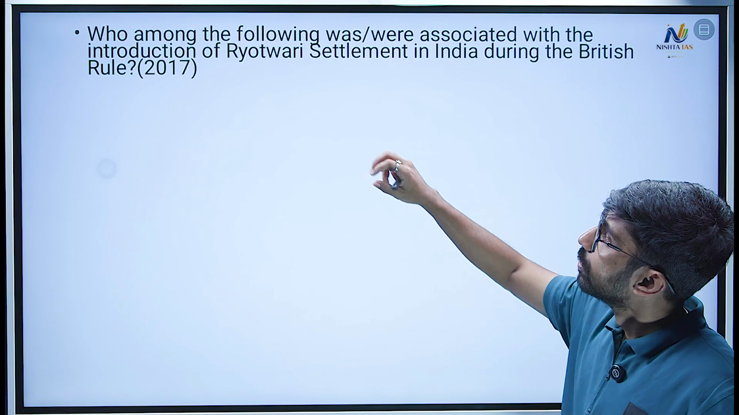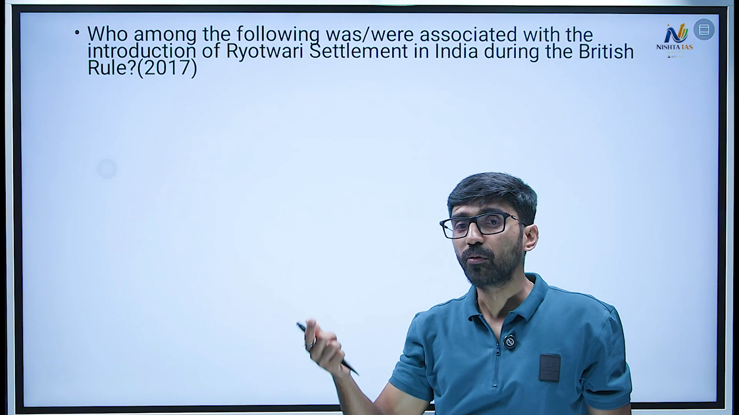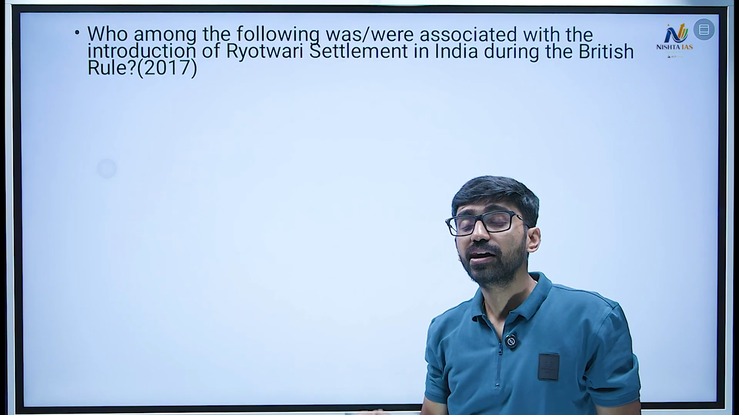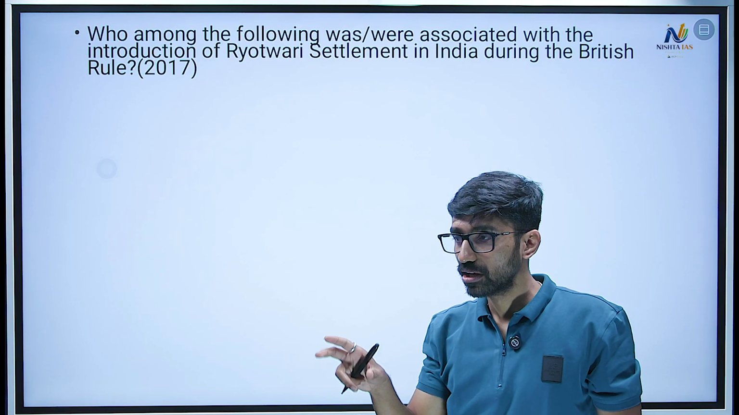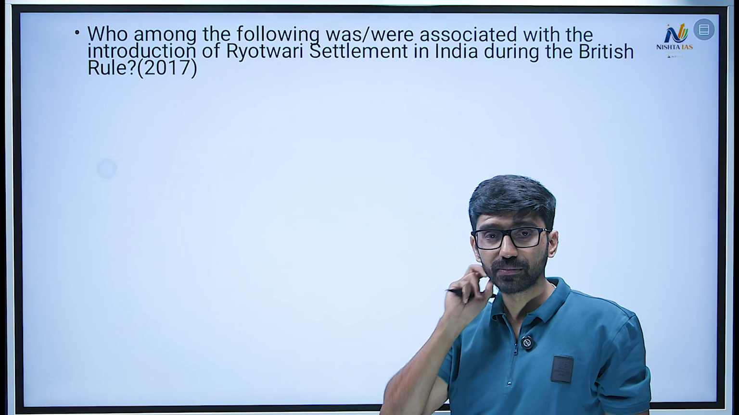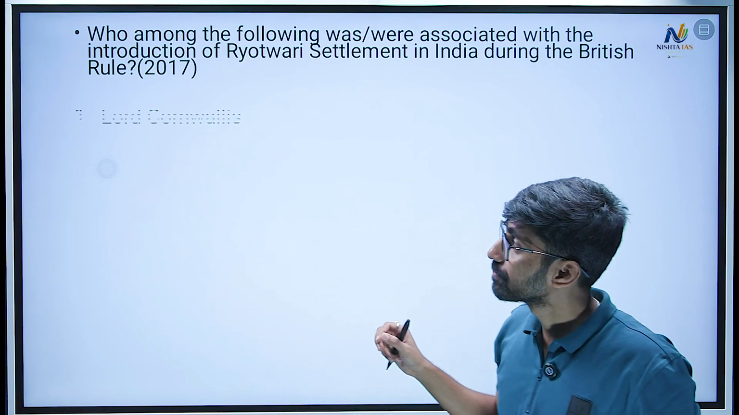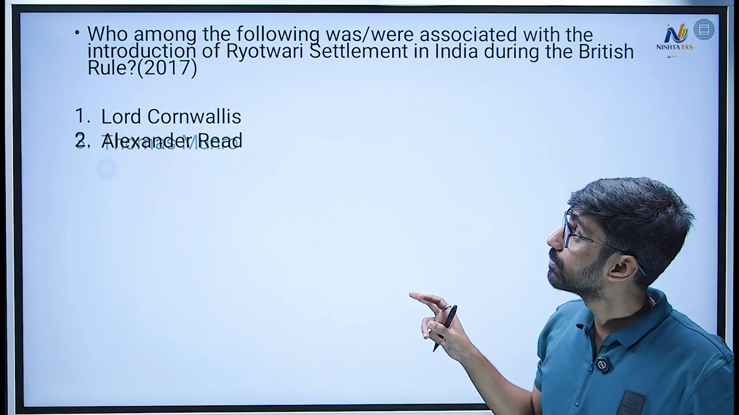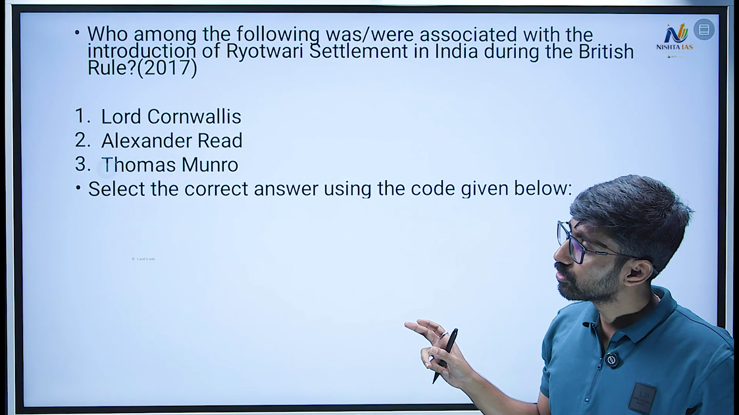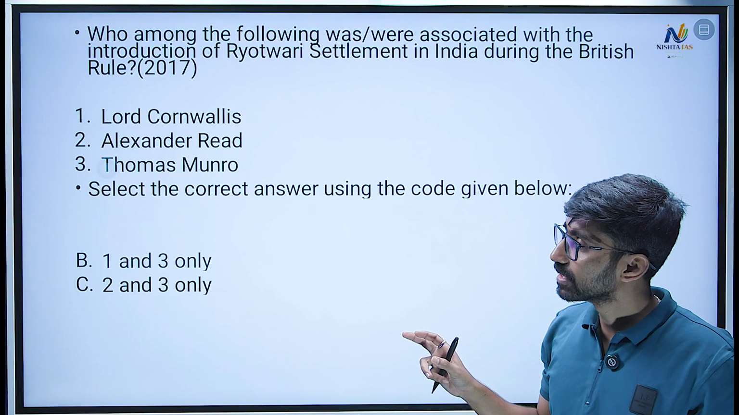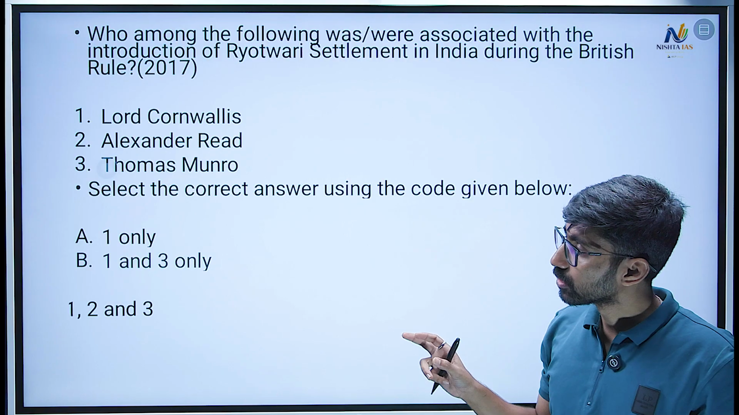Now, who among the following were associated with the introduction of Ryotwari? It's in 2017. Look at it again. This is one more repetition of the Ryotwari theme. One more question was asked in the 2024 prelims, but that question has been removed by UPSC because of vague statements. So three times this question has been repeated, which is the reason we are learning this. The 2017 question: Cornwallis, Alexander Read, or Thomas Munro, select the correct answer. Cornwallis is associated with the Zamindari settlement and not with the Ryotwari settlement.